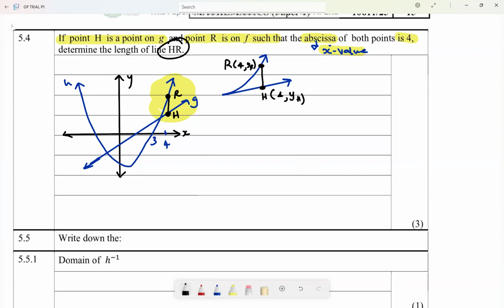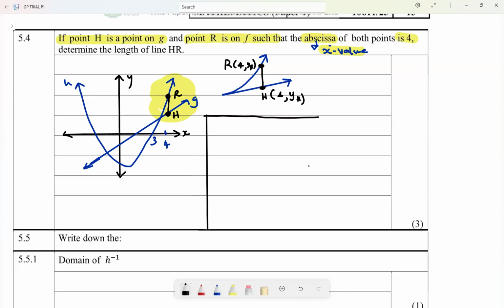Calculate the length HR. Guys, you need to be aware that this is just a straight line. How do I know it is a straight line? It is because they have the same x value. So the x value is the same throughout here. So how can I calculate this? Let me make a box for my calculations here.